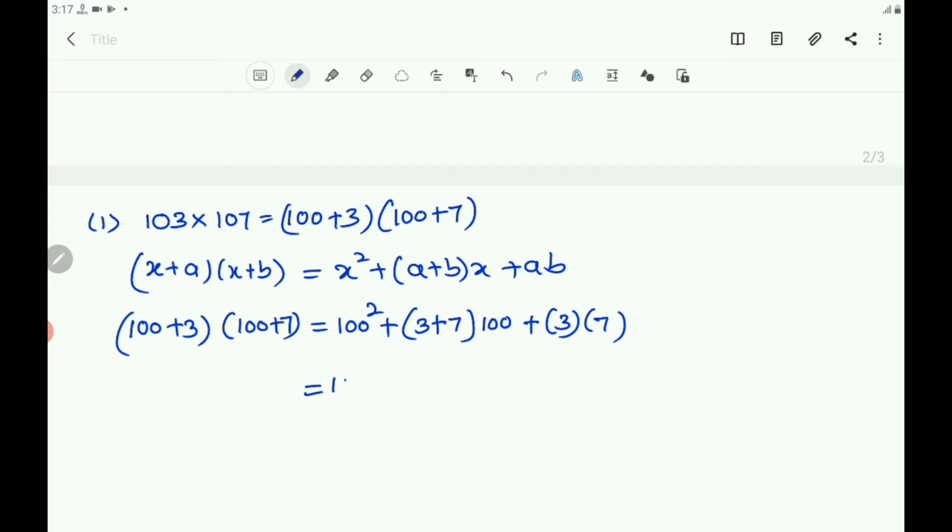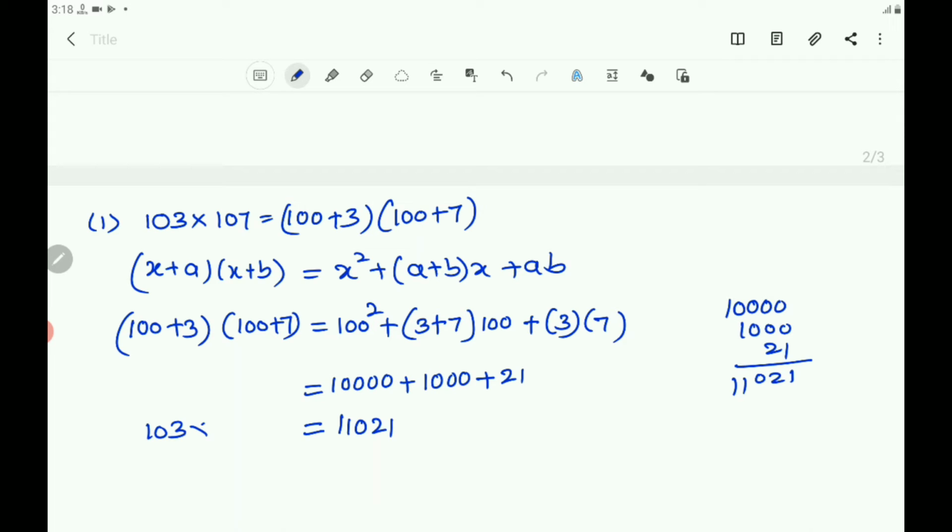Then you write 100 square is 10,000. 100 is having 2 zeros, its square is having 4 zeros, so it is 10,000. Plus 3 plus 7, 10, 10 into 100, 1,000. Plus 3 7s are 21. So you got 10,000 plus 1,000 plus 21, that is 11,021. So what is the product of 103 and 107? That is 11,021.